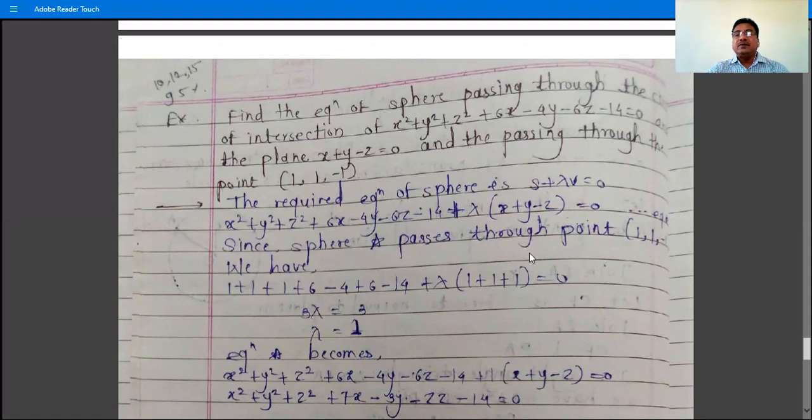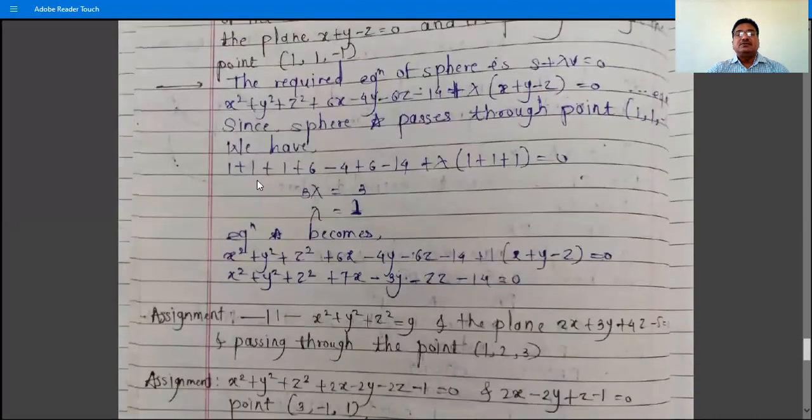This point satisfies the equation, so substitute x as 1, y as 1 and z as minus 1. We have 1 square is 1, 1 square is 1, minus 1 square is 1, plus 6 into 1, minus 4 into 1, minus 6 into minus 1 is plus 6, minus 14, plus lambda. X is 1, y is 1 and z is minus 1, so minus 1 will become plus 1. After simplification we have 3 lambda is equal to 3, and therefore lambda is 1.